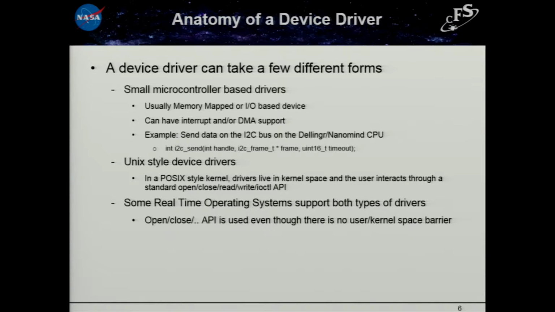And in the Unix world, POSIX kernel, the drivers are in kernel space, and the user code interacts through a standard open, close, read, write, I/O control API. It makes a nice, clean interface, but we don't always have the ability to have that sort of model. And of course, there are some operating systems like RTEMS and VxWorks that do support that open, close, read, write API, even though there isn't a user and kernel space barrier. It's just there for consistency and compatibility. And that's always an option for what we want to do.